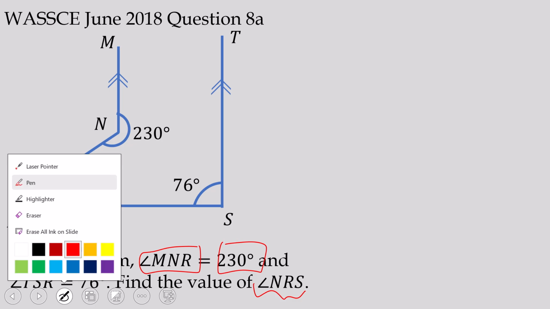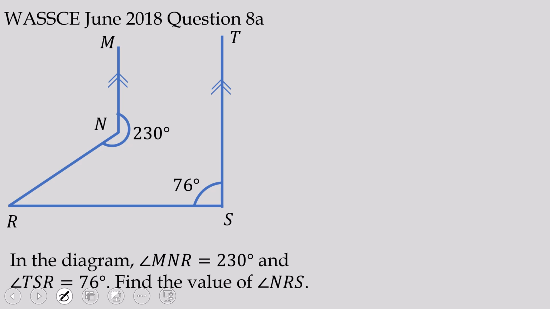Now to solve for this, we are going to first extend this straight line, this straight line down here. Since this line is parallel to this line, if this is 76, then this part over here should also be 76. So they are corresponding angles. Since this is 76, this should also be 76.